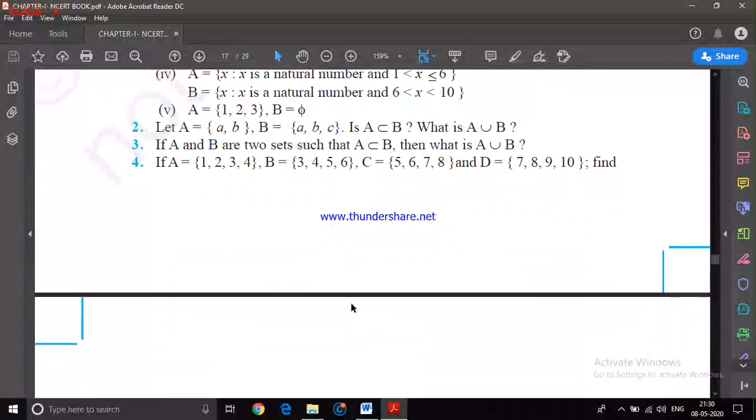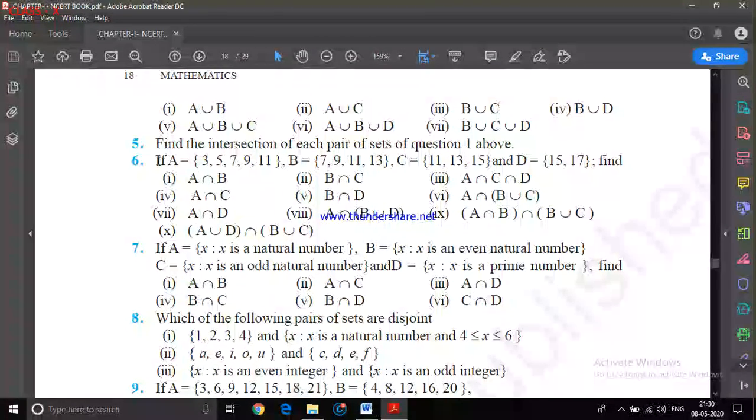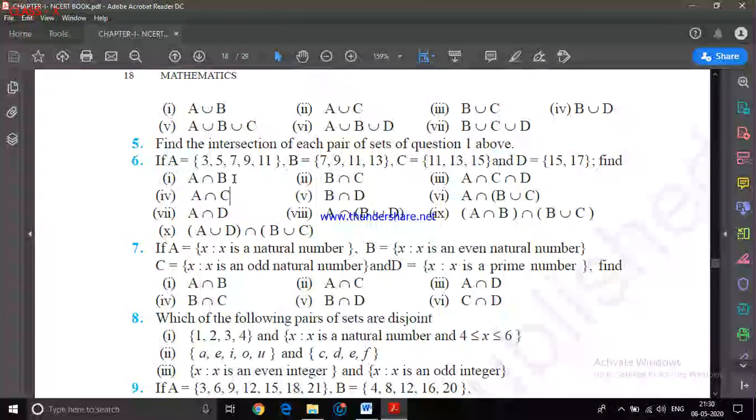Next, I think these all questions you can solve easily. Now these are the questions you have. For example, A, B, C is given as all this A, B, C, D. So you have to find all these measurements. So here what do you do? First you know how to find A minus B, A intersection B, B intersection C. If I want A intersection B, the common elements of A and B, just look at the example. 7, 9, 11 are the common elements. If I go for B intersection C, the common elements of B and C, 11 and 13.